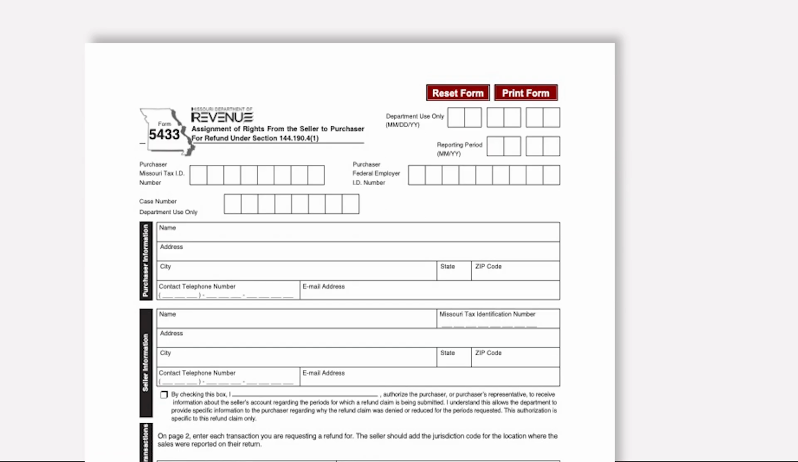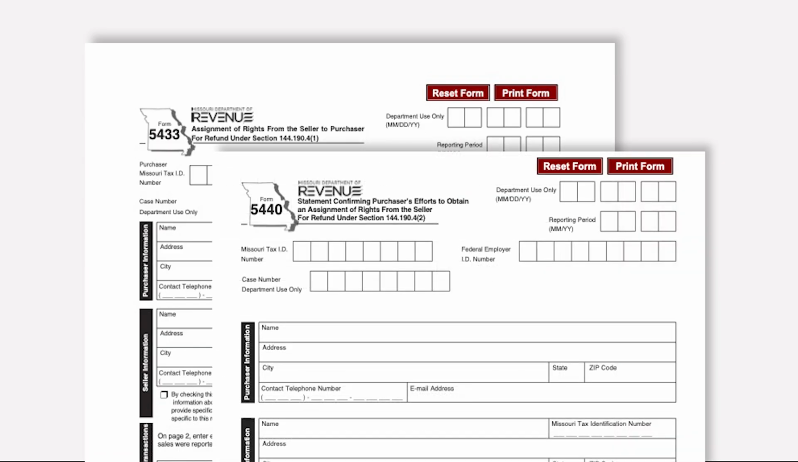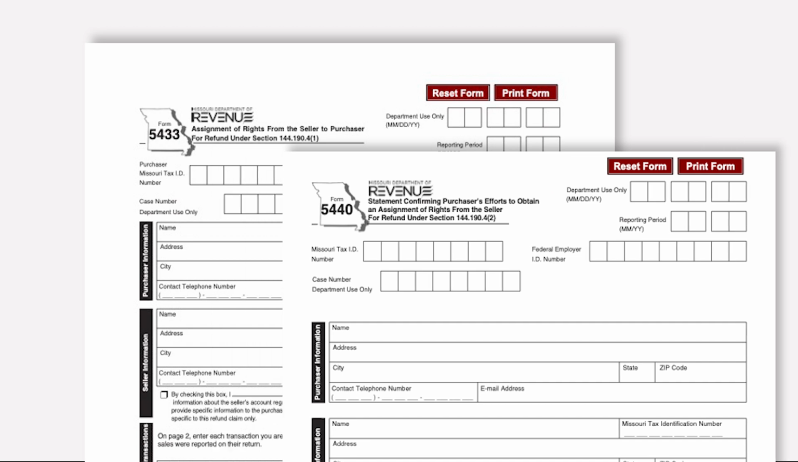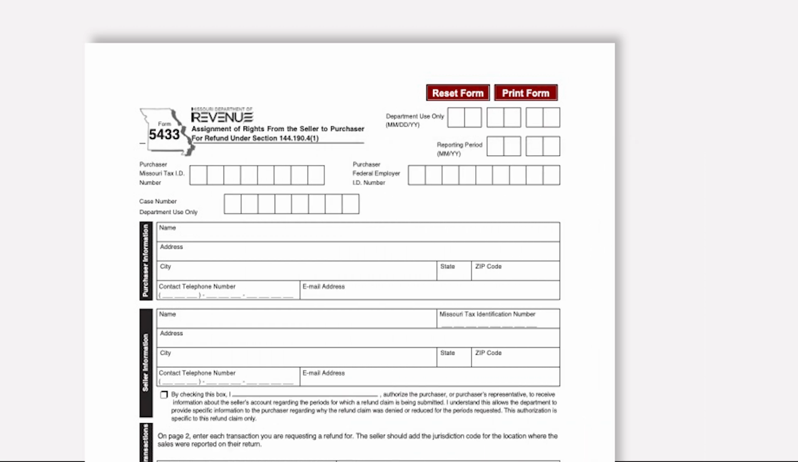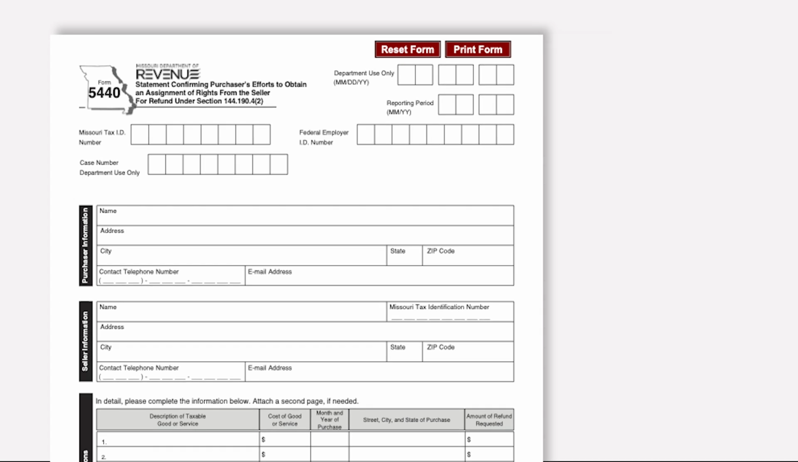A Form 5433 or Form 5440 must be provided with your claim. Form 5433 is filled out by the seller, in this case the utility company, and expressly authorizes the department to refund your claim. There must be an attempt to contact the seller first. If you are unable to obtain a completed 5433 from the seller, you may complete Form 5440, which states that you attempted but were unable to obtain this authorization from the seller.